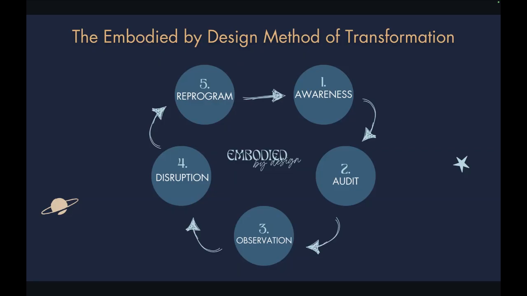Hopefully that makes sense. So this is the method of transformation. This is just the foundation of Embodied by Design. And this is how we actually take the information and integrate it to create real lasting change and really just bring ourselves and bring our clients back home to themselves, right? Everyone wants to talk about authenticity. This is us peeling back the layers to get to that core of authenticity that is within us, right?